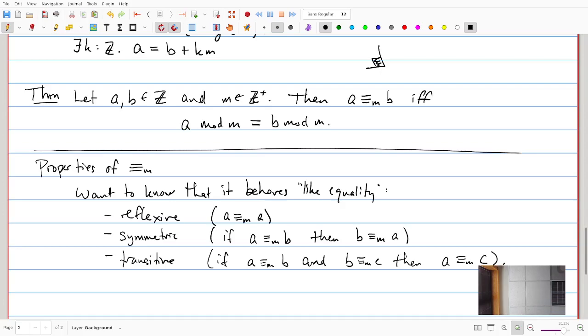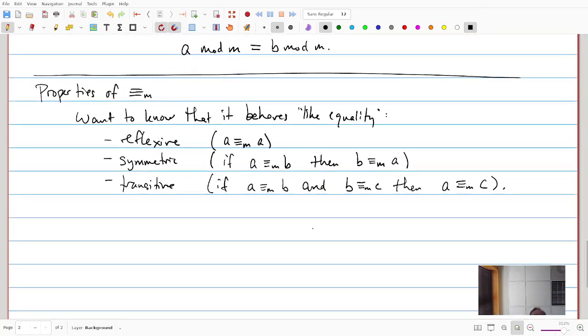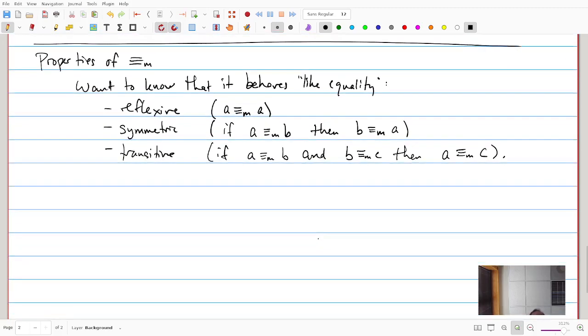Okay, and actually any kind of relationship that has these three properties is called an equivalence relation. Basically, these are the properties that something needs to have to act like some kind of equality. Later in the semester we might talk more explicitly about equivalence relations in general, but we certainly want this to be one.